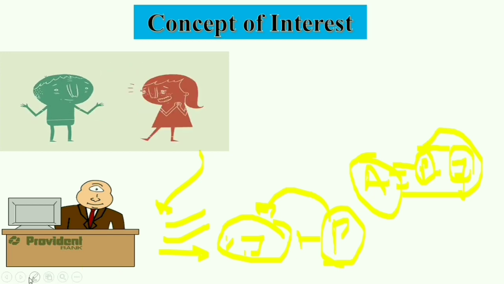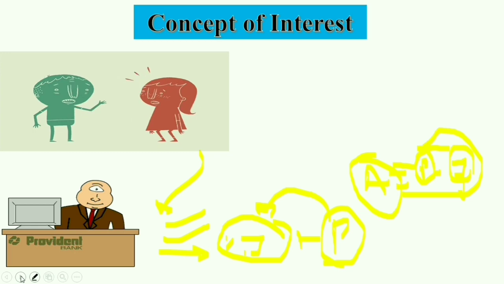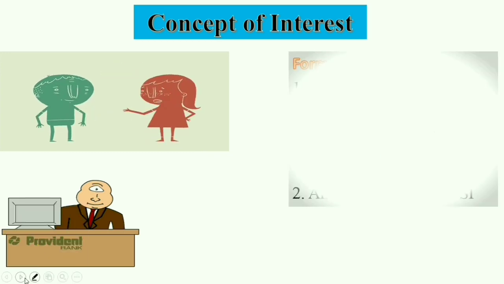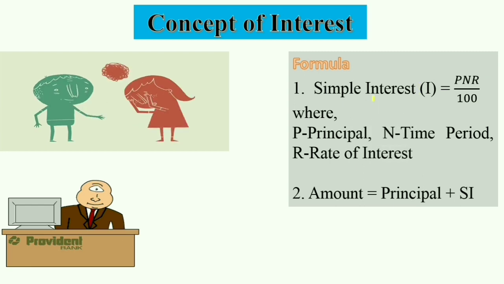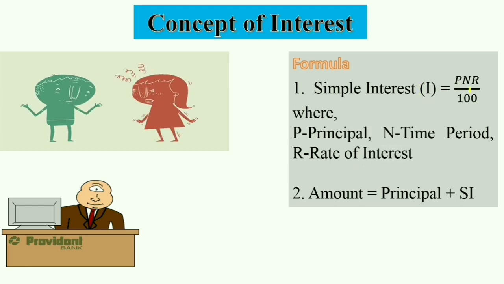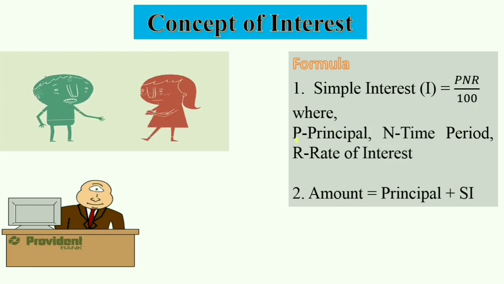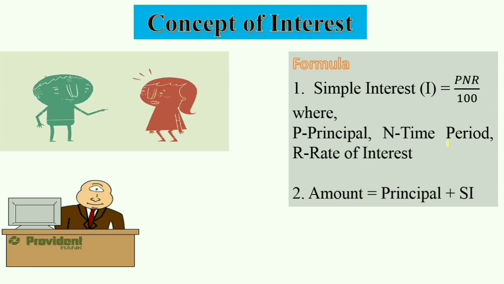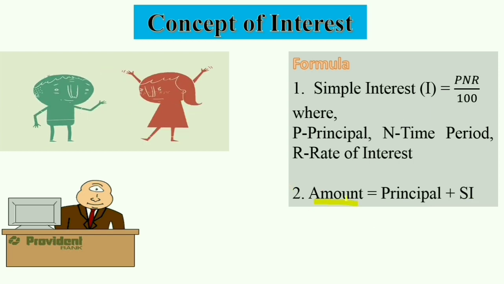So this is all about the basic concept of simple interest. Now the formula which is generally used for simple interest is equal to P N R upon 100, where P is equal to principal, N is equal to time period, and R means the rate of interest. Secondly, the basic formula I have discussed: amount is equal to principal plus simple interest. Here I have taken the short form, that is SI for simple interest.